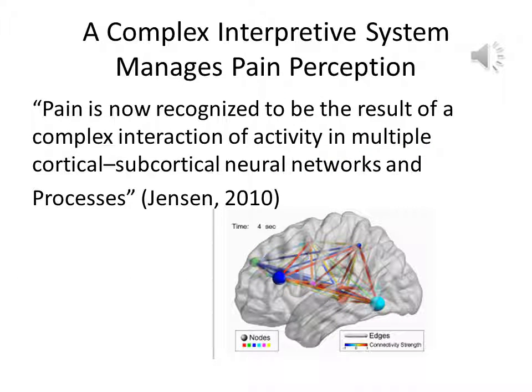In the final analysis, a complex interpretive system manages pain perception. Pain is now recognized to be the result of a complex interaction of activity in multiple cortical and subcortical neural networks and processes.